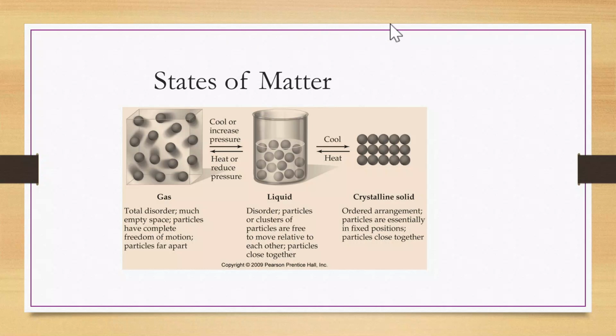Solids have particles with a more ordered arrangement. Particles are closer together than they are with liquids, and particles are in a fixed position and cannot move freely past each other. A solid reaches a liquid state by adding heat.